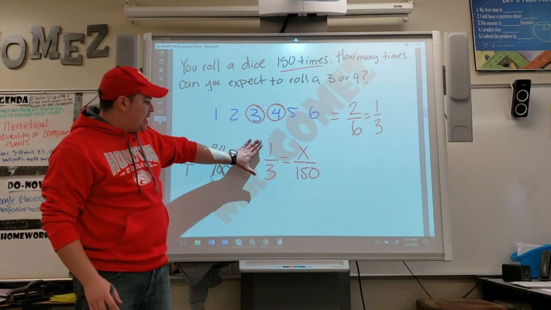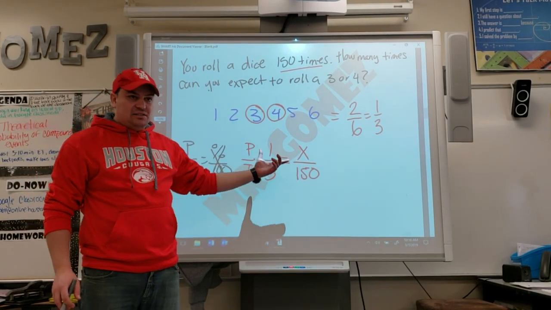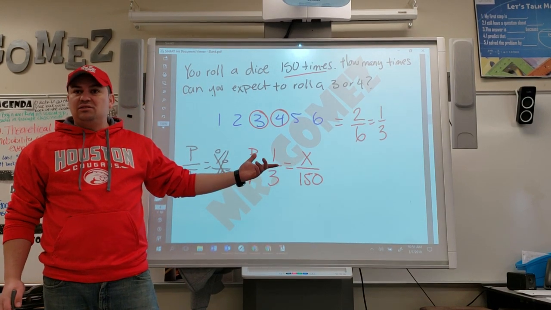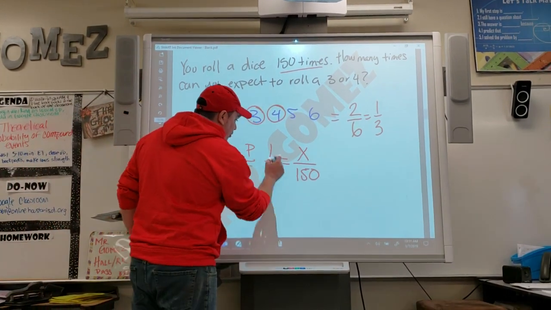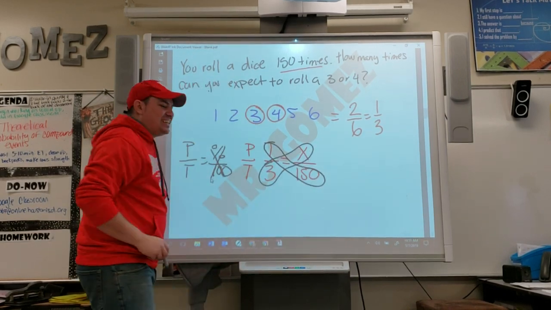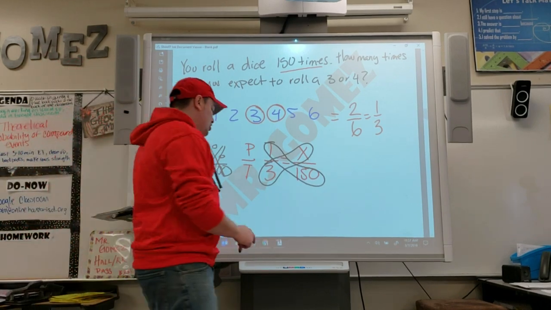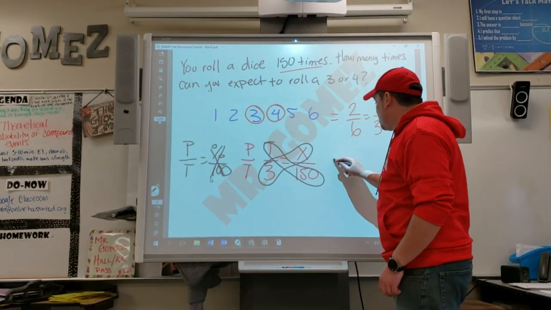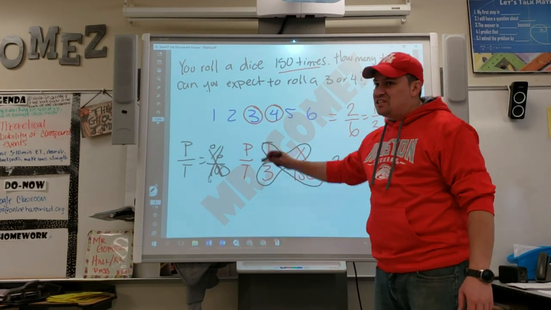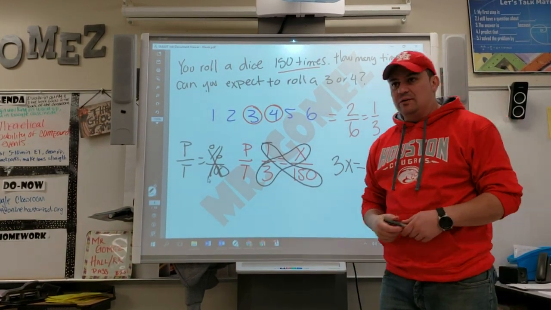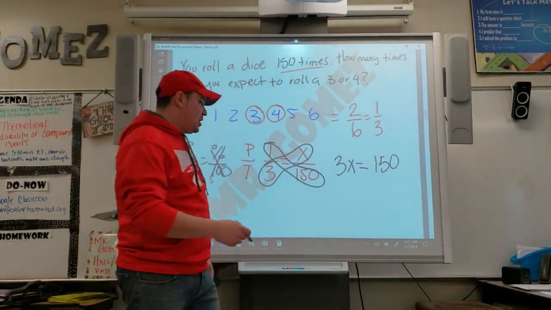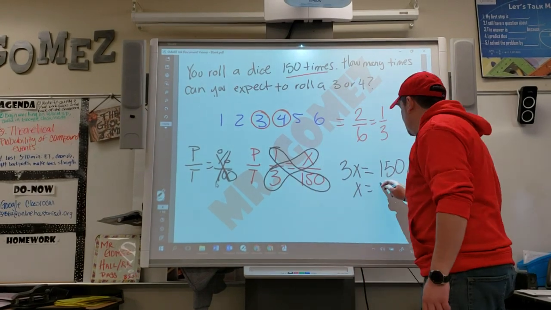Now, when we have a setup like this, what do we do? Cross products, right? Old-fashioned cross products. I told you at the beginning of the year that we were going to be using this a whole lot, and we are. So now, when you do this, you're going to have 3x equals 150, because 150 times 1 is just 150. And the last step will be to leave x by itself by dividing by 3. So x equals 50.